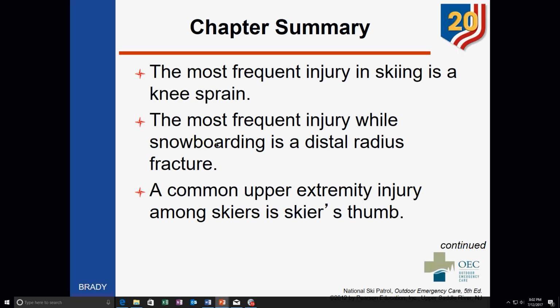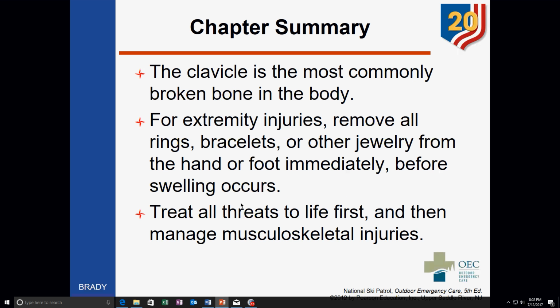Most frequent injury while snowboarding is distal radius fracture. Skier's thumb we talked a little bit about. Clavicle is the most commonly broken bone. Again, make sure to get all the jewelry off before the hand or foot swells too much, and they're going to have to cut it off or it starts cutting off circulation. Treat life-threatening things first, and then manage those broken bones.